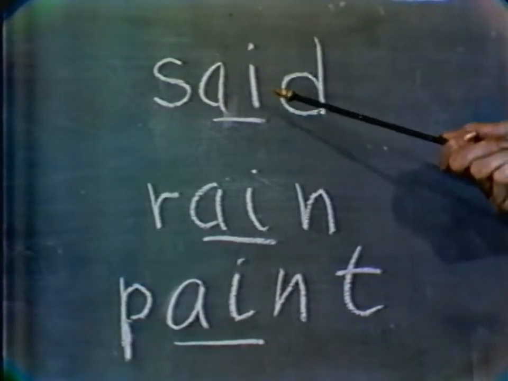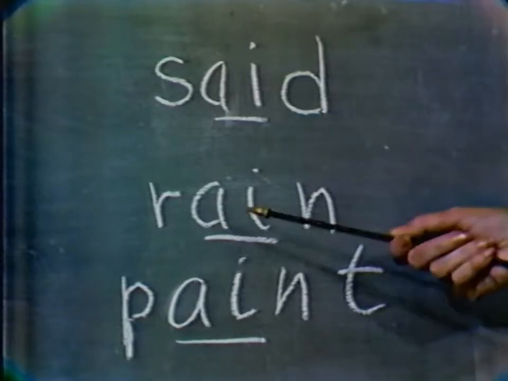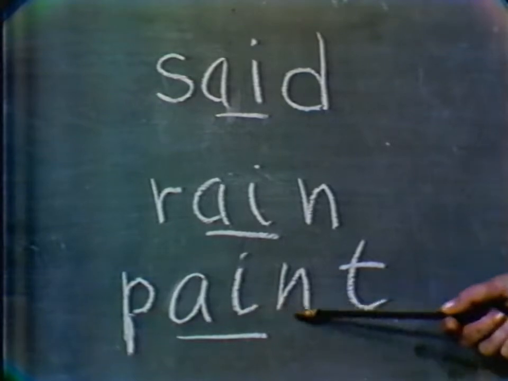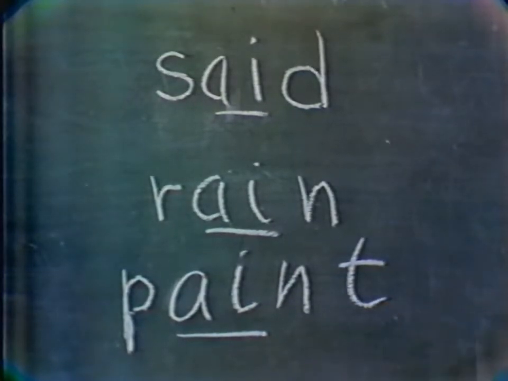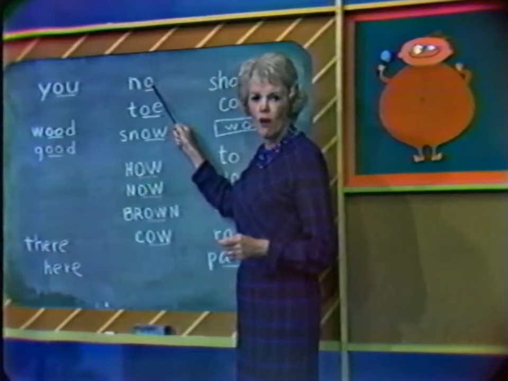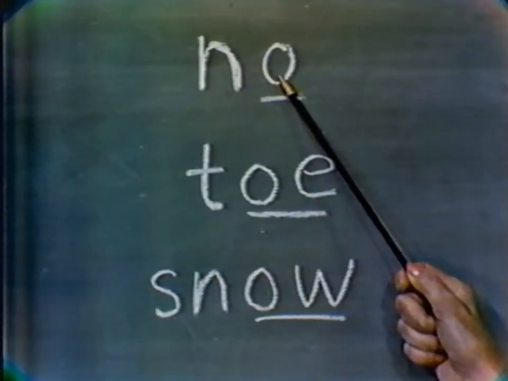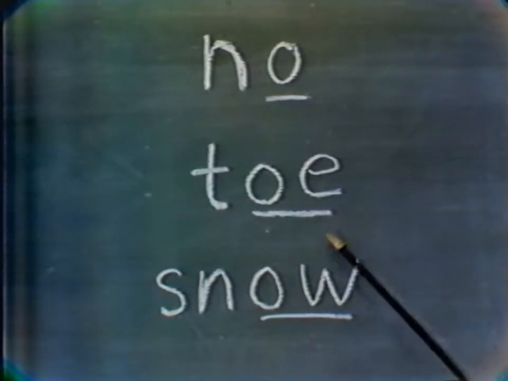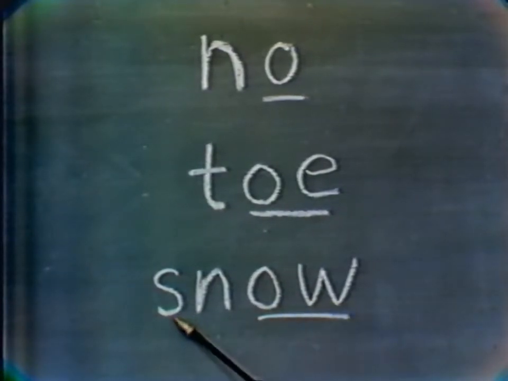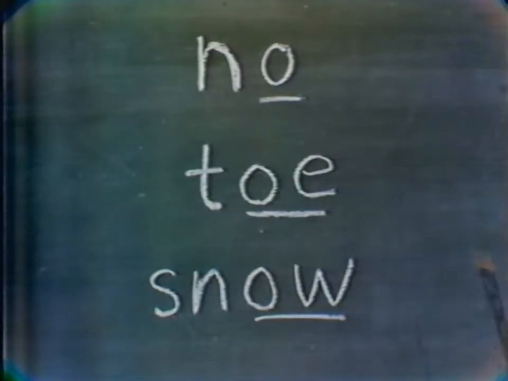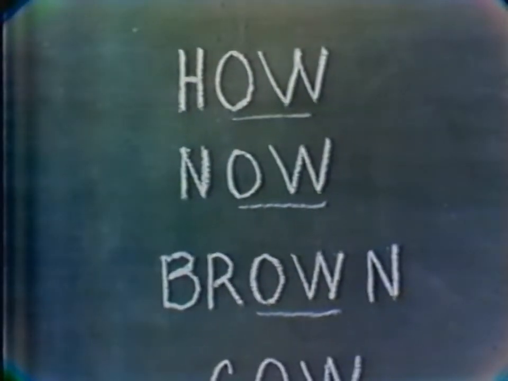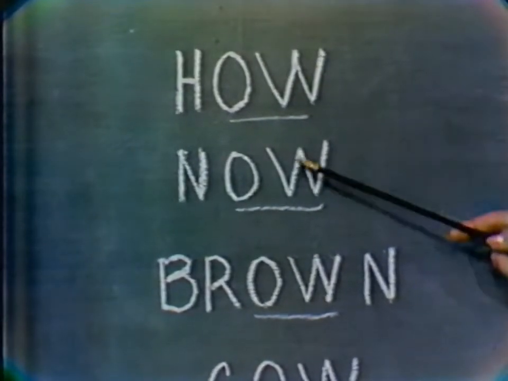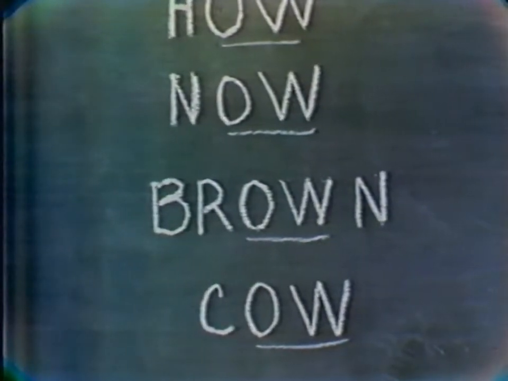But you remember that A and I also say A as in rain, and P-A-I-N-T, paint. And here's our old friend O, N-O, and with a silent E, he says his own name as in T-O-E, and even with O-W, S-N-O-W, snow. Most of the time when O pals around with W, they say ow, as in how, now, brown, cow. That O can be pretty tricky.